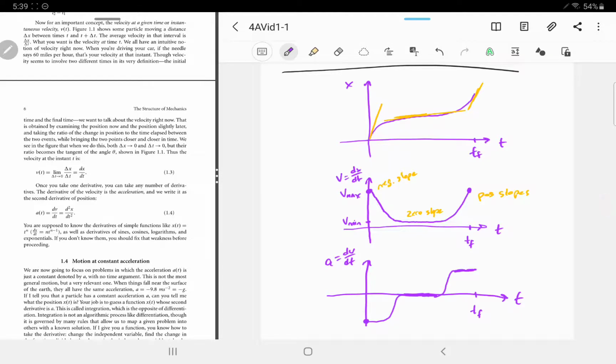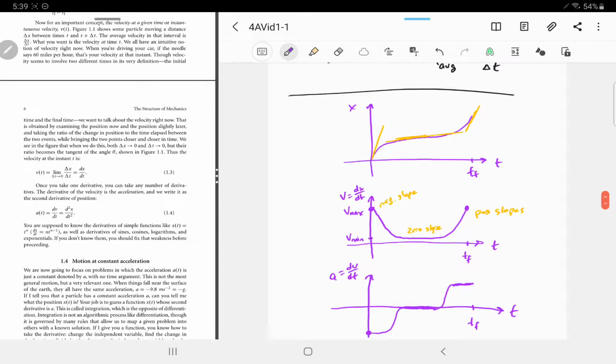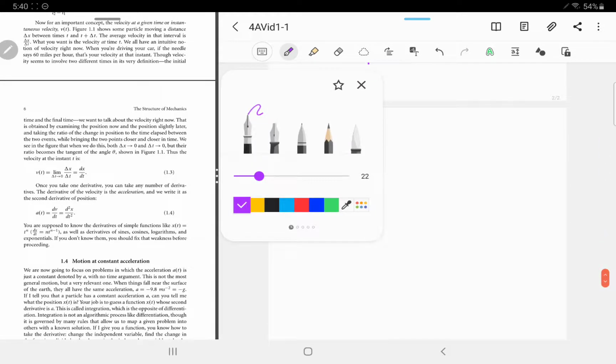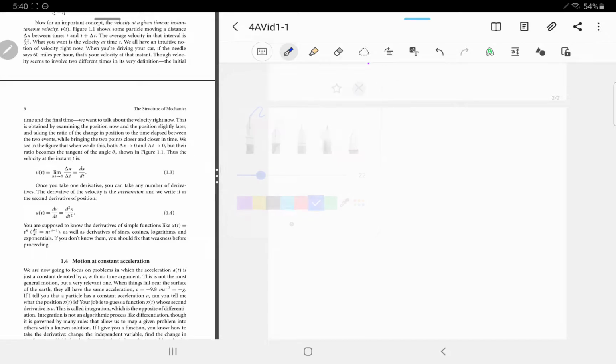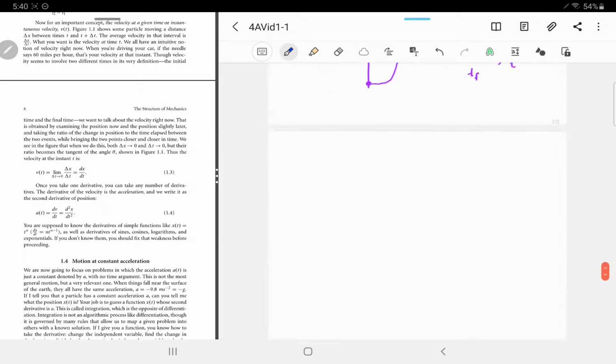So you'll be getting more practice with this as we do some problems, but this is just a reminder of calculus and drawing derivatives of graphs. Okay, so one last thing in this video, I want to point out other related formulas to the ones we've already written.